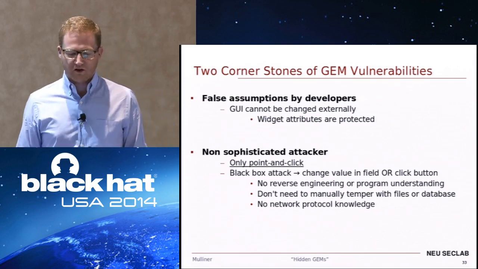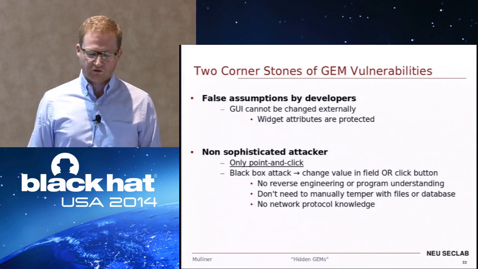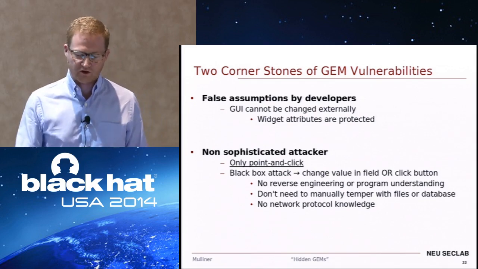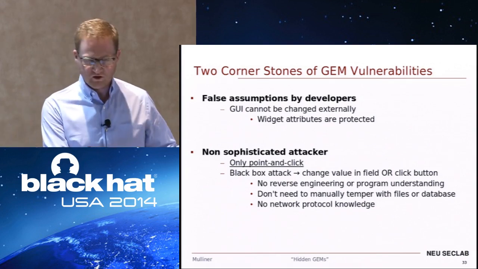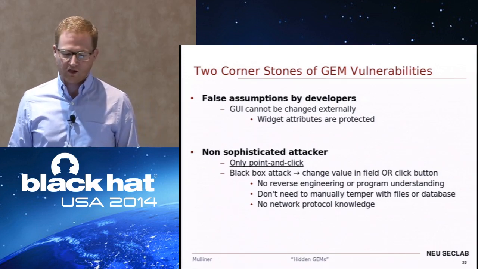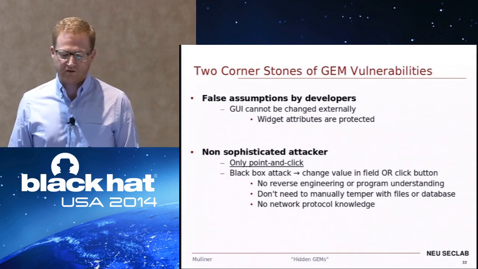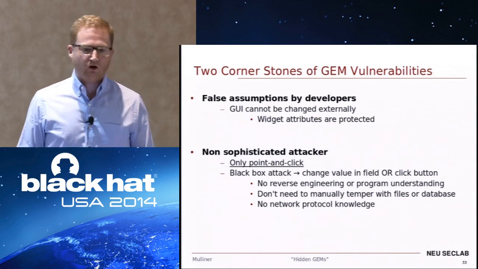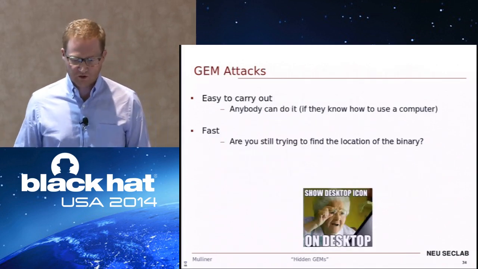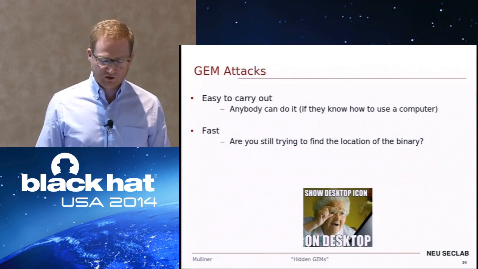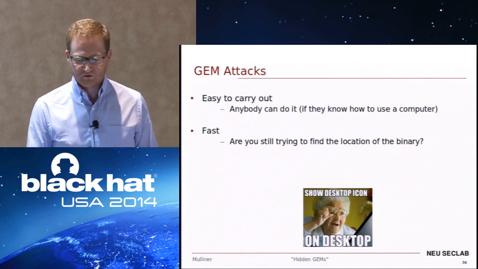But on the other side, the other part of these vulnerabilities is that it's really easy for non-sophisticated attackers. Basically, if you have the right tool, you can point and click. You say, hey, this button is disabled. I want to click on it. So just enable this button and you're set. You don't need to be able to reverse engineer or read binaries. You don't need to tamper with files on disk or write your own network protocol implementation. So you can really attack the whole application completely black box. It's really, really easy to carry out. If you know how to use a computer, you can do this kind of attack.